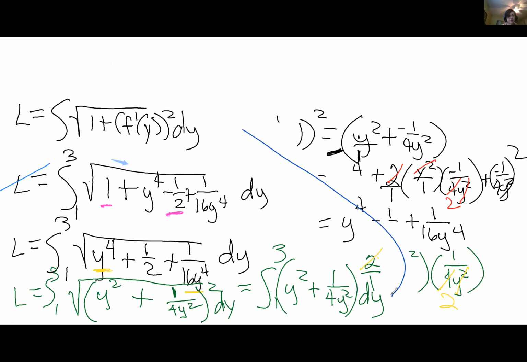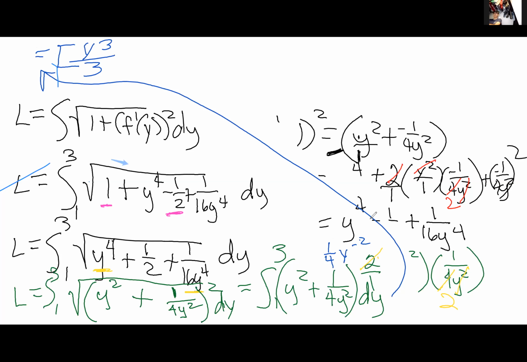Okay, so let's come up here. And I think we're ready to integrate. So tell me what we're going to get. Integrate y squared, it turns into? Y to the third over 3. Yes. And then what about this 1 over 4y squared? We can think of it as 1/4 y to the negative 2. Integrate that for me. It turns into 1/4 dot negative 1 y to the negative 1.